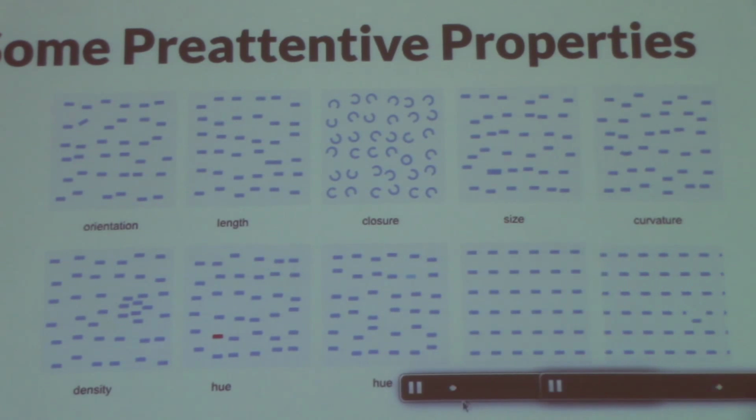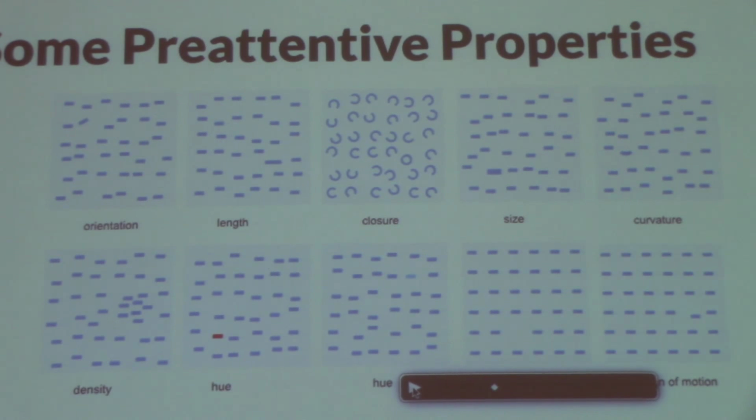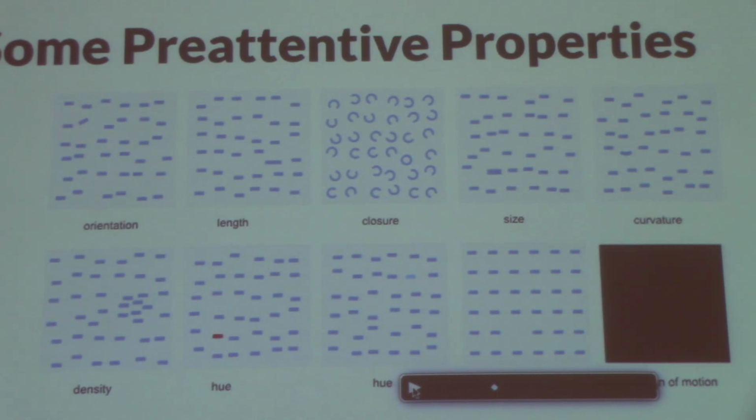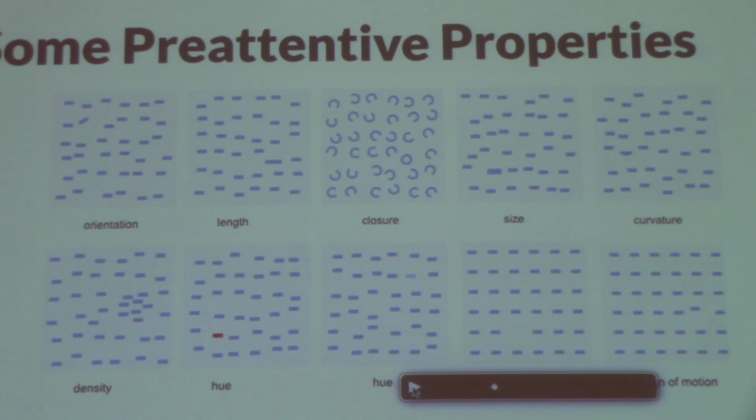And of course, motion. So motion is very preattentive for us, and you can see motion even in your peripheral vision, and that's of course again evolutionary. If a tiger approaches you from the right, you want to see it, otherwise you have an evolutionary disadvantage.